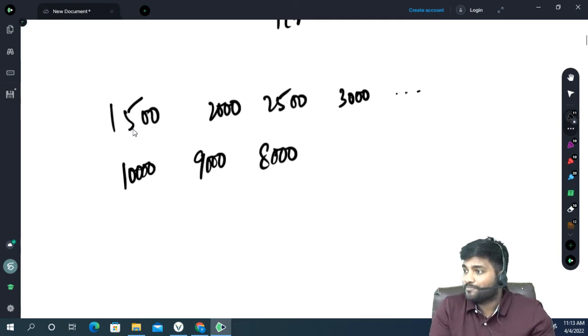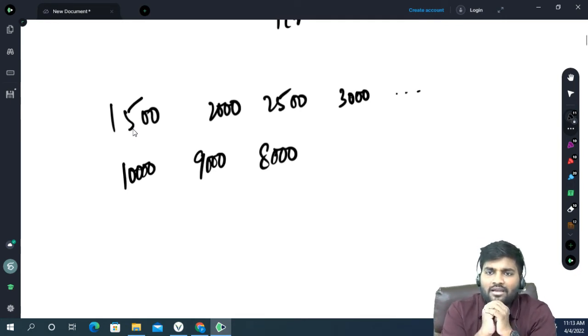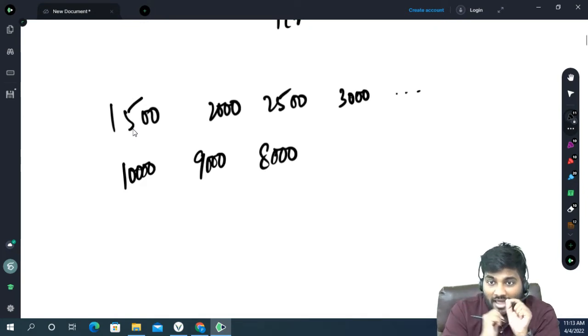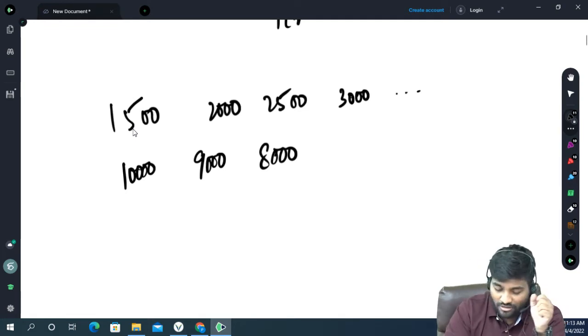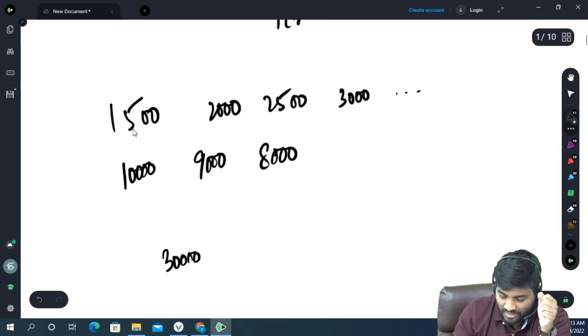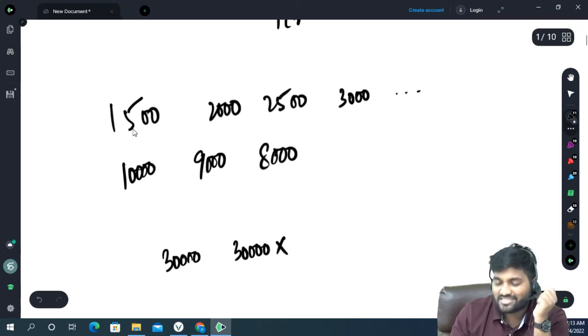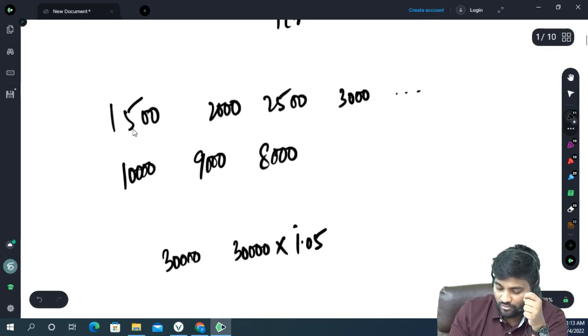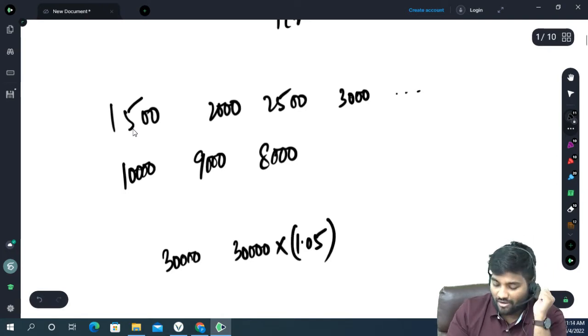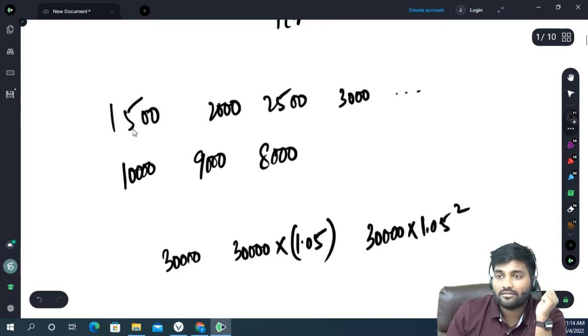The increase is taking place by a specific amount. For example, let's take the example of my coaching fees. Hypothetically, every term I increase the fees by 5%. So now the fees is 30,000. Next term the fees will be 30,000 into 1.05. After one more attempt the fees will be 30,000 into 1.05 squared and so on.